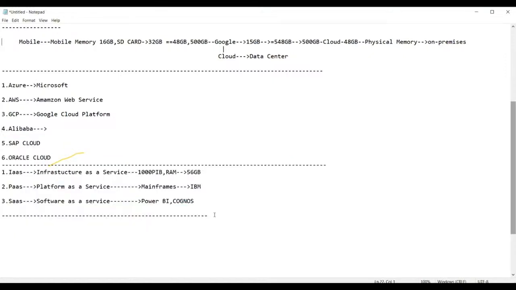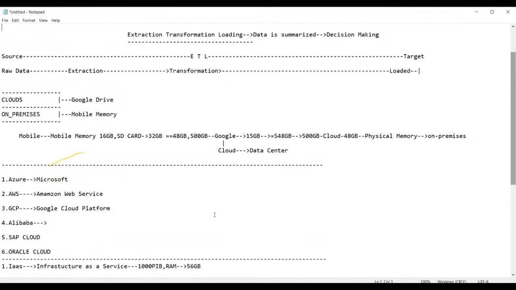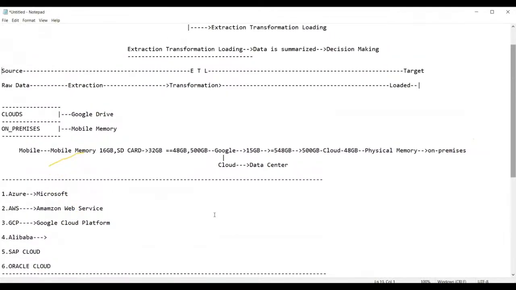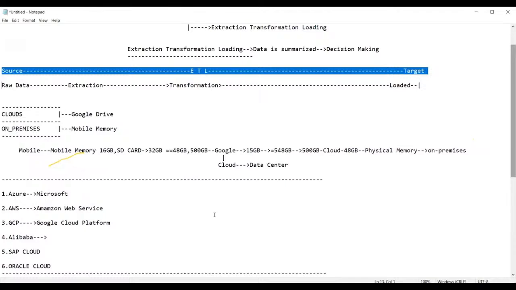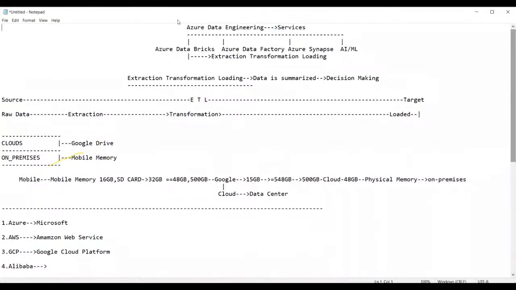Now guys, the cloud is clear for me and on premises is also clear for me. Everything is clear. But my question is: source, target, and extraction, transformation, loading are already done. What exactly is the use of ADB, that is, Azure Databricks? What does it do? We have to understand this.